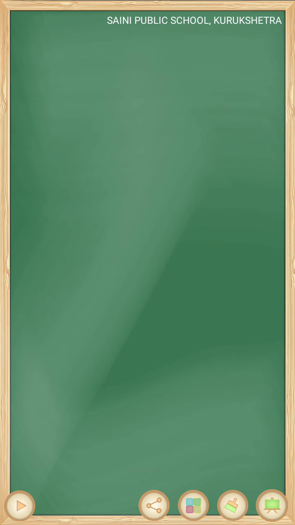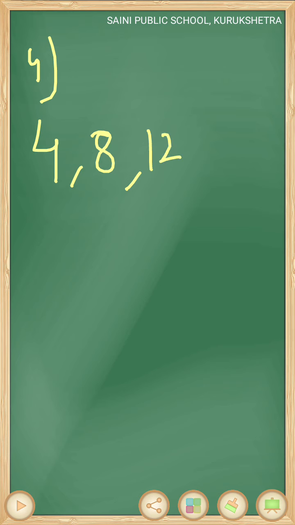Okay. Next thing about multiples is that multiples of a number are infinite. Suppose I want to write multiples of 4. So the multiples are 4, 8, 12, 16 and so on. There are an infinite number of multiples of any number.